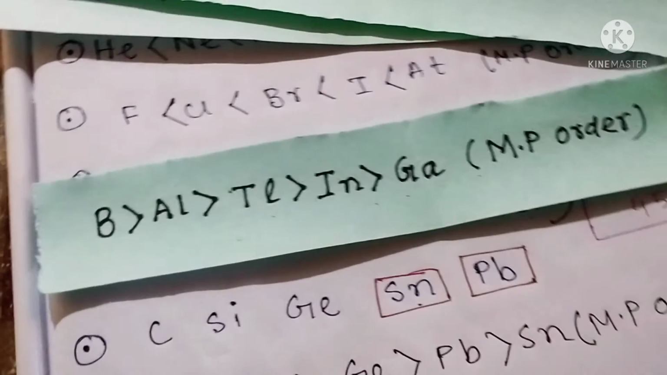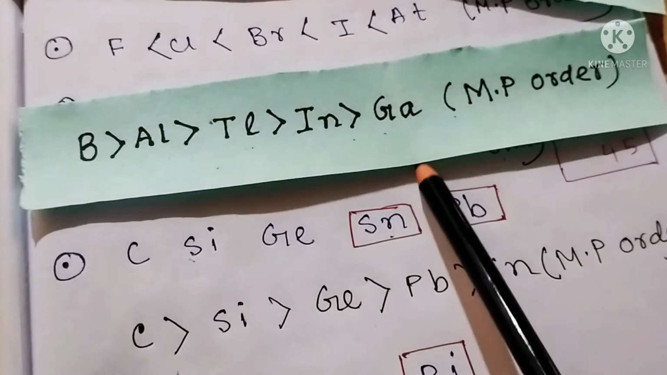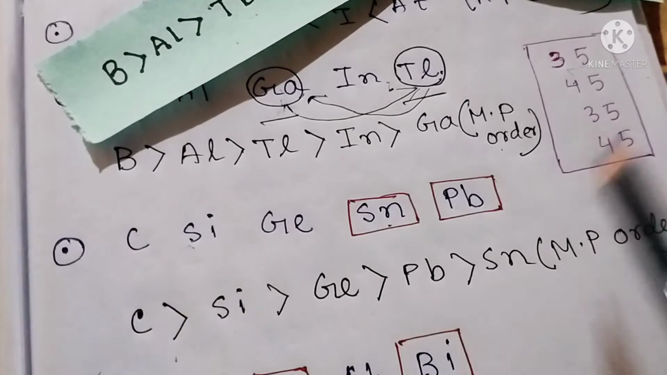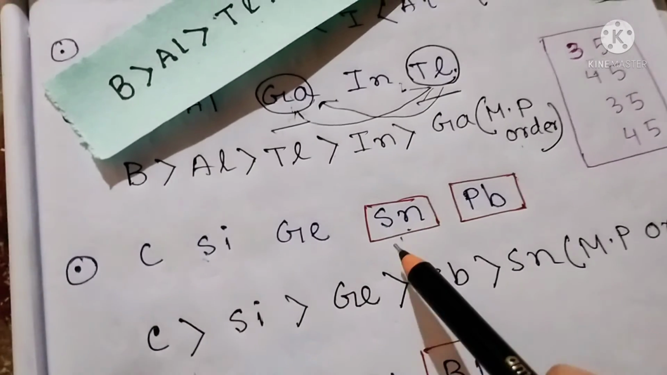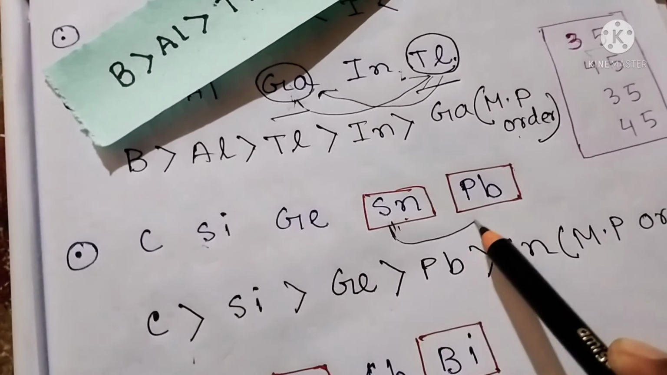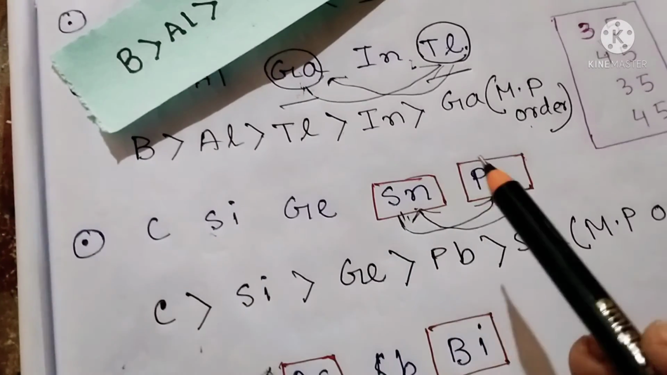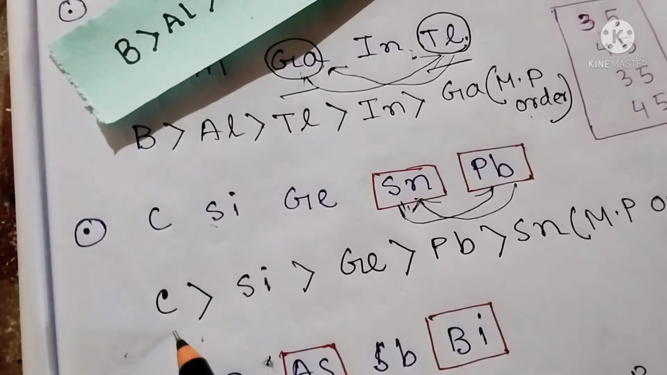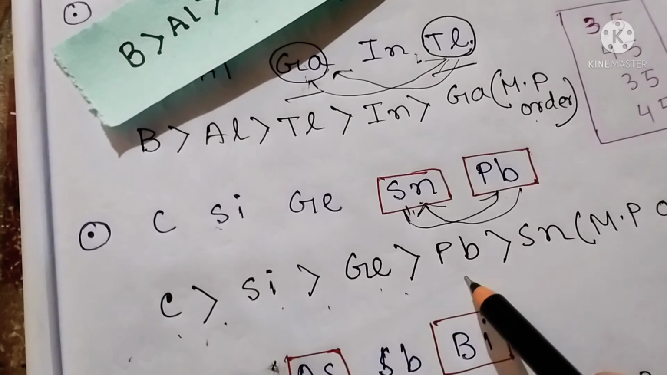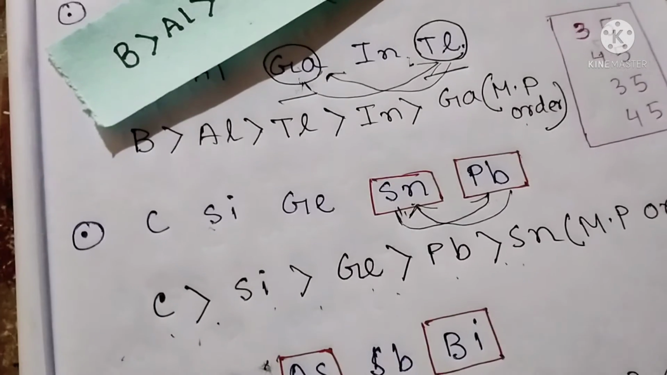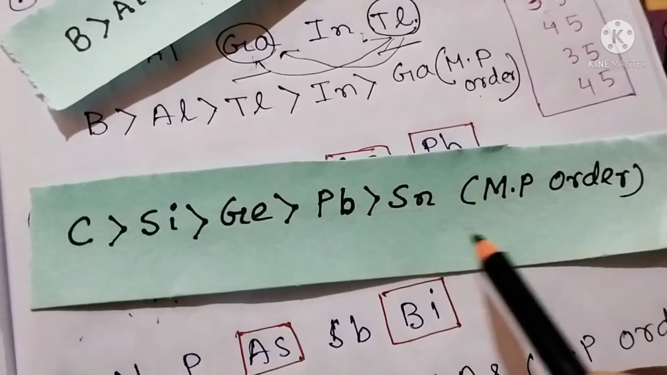Now next we see the carbon family. Here we have to remember the 4th and 5th position. This is the 4th position and this is the 5th position. This atom shifts from here to here and the other shifts here, and as a result we get carbon greater than silicon, greater than germanium, greater than lead, greater than tin. This is the melting point order.